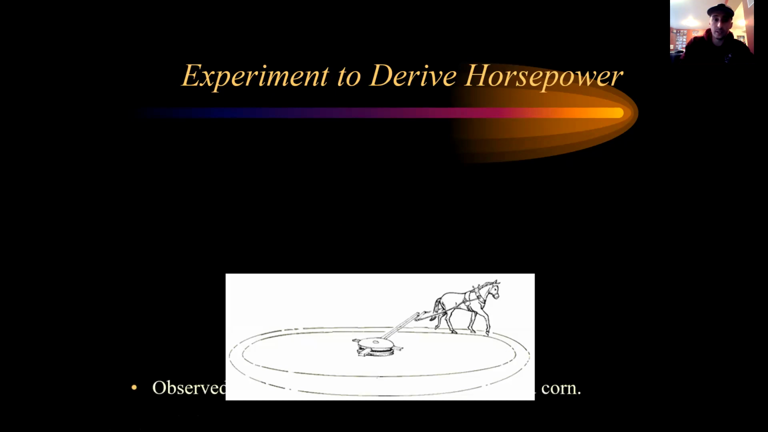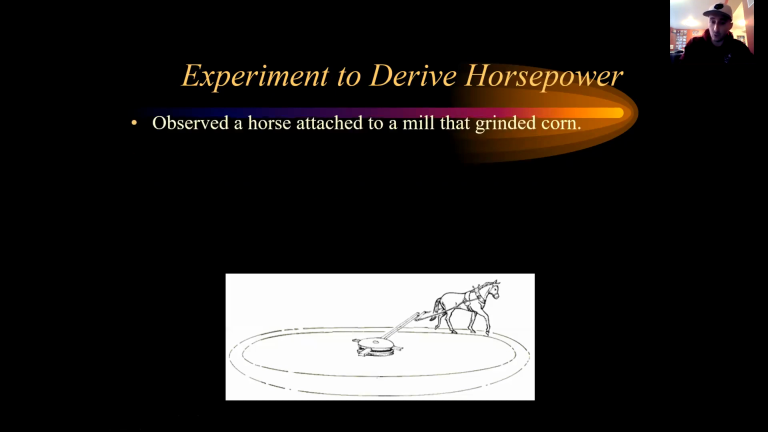So how he did this was he had to come up with some way to compare it, right? He observed his horse walking around like a mill, and it turned the mill as it went around the circle. So let's think about the variables here. Work equals force times distance, okay? So what he had to do was figure out how much force the horse had to apply to get that mill to work.